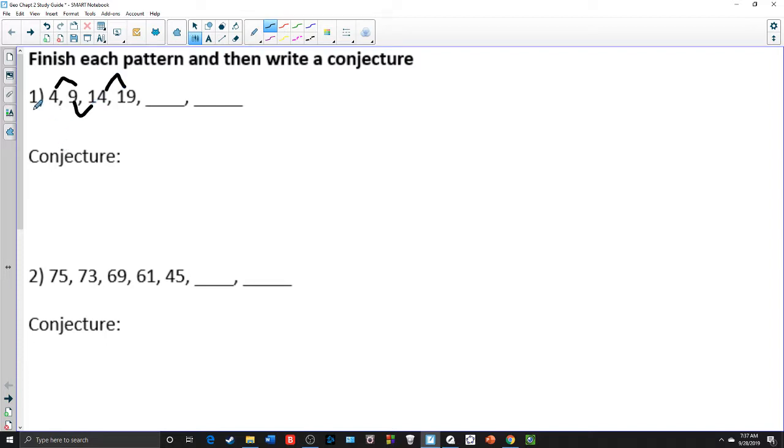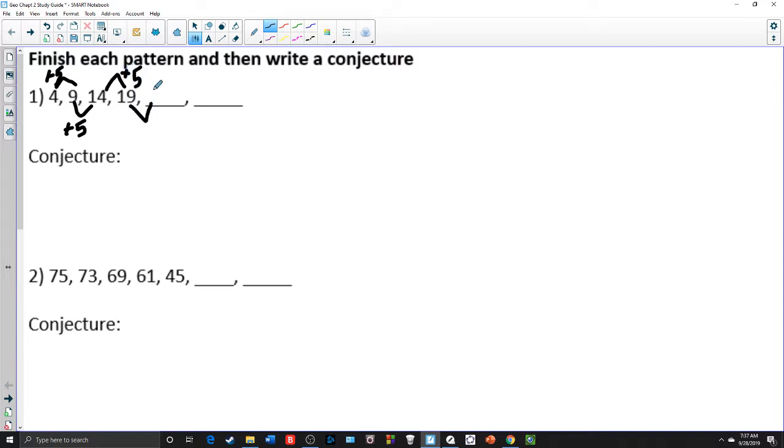Well, the first thing to check is adding, because adding tends to go pretty easy, at least how to check it. So 4 to 9, that'd be adding 5. 9 to 14, that'd also be adding 5. And 14 to 19, that'd also be adding 5. Well, seems like we've stumbled on the pattern already here, and that's just to add 5 each time.